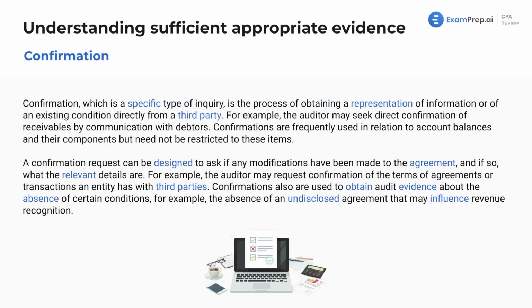Let's talk about confirmation, this wonderful testing procedure. This is a specific type of inquiry. It's the process of obtaining a representation of information or of an existing condition directly from a third party. You send a form to the bank, say, this is how much the client says they have on their balance sheet. Is this how much cash that you have in the bank account for them?